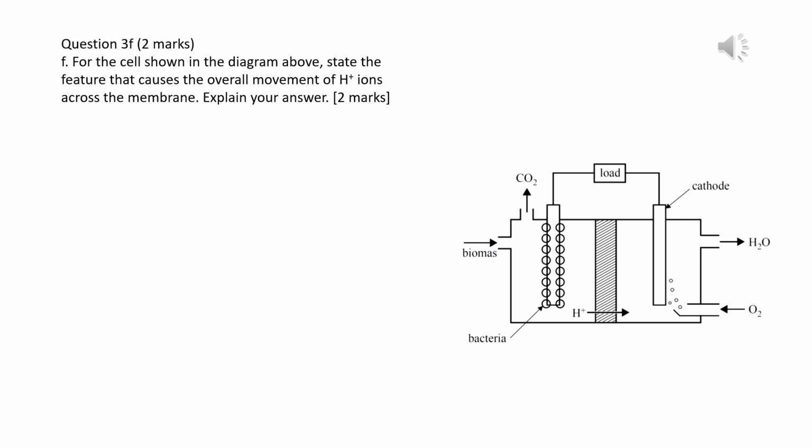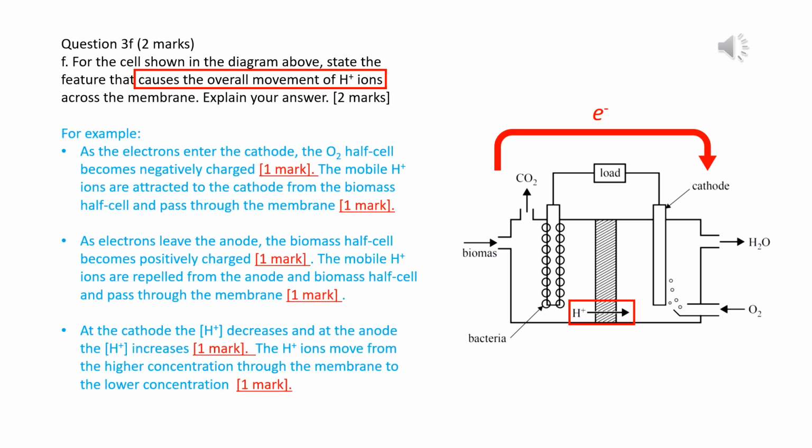After electrons leave the anode and are pumped into the cathode, positive charges accumulate in the anode and negative charges in the cathode. To balance the charge, hydrogen ions should move from the anode into the cathode as positive charges. This movement of hydrogen ions is repelled by the positive charge in the anode and attracted by the negative charge in the cathode. 1 mark was awarded for indicating the feature as an electrode, anode/cathode, or electrodes. 1 mark was awarded for linking the feature to the movement of H+ ions.